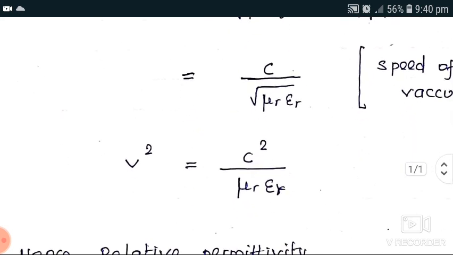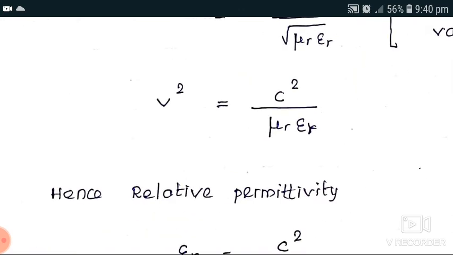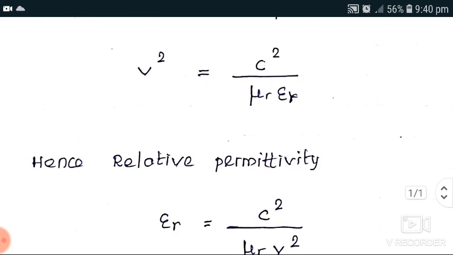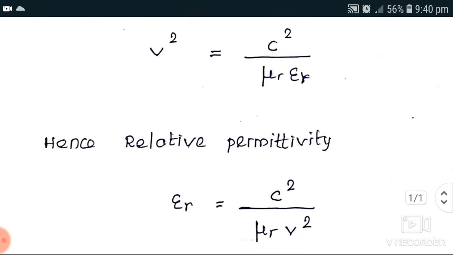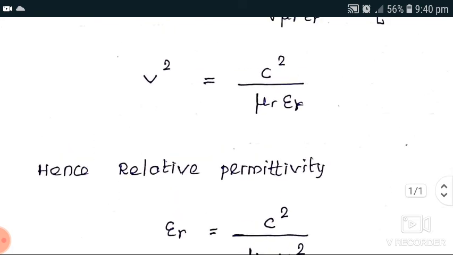I will square both sides of this equation. Why am I squaring? Because I need to remove the root. So v squared is equal to c squared, and the root is cancelled. So the final result is v squared equals c squared divided by mu r into epsilon r. Hence, what we are looking for is the relative permittivity.